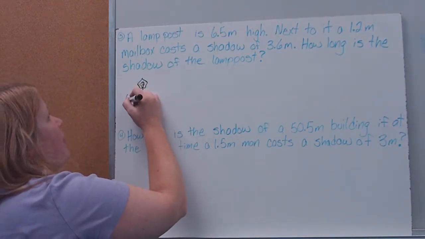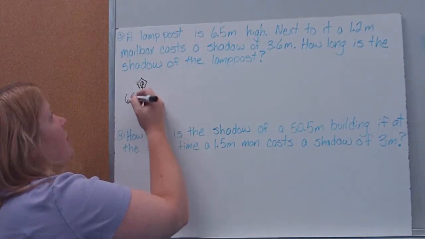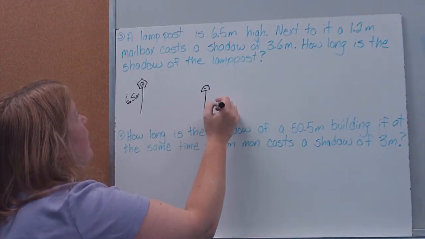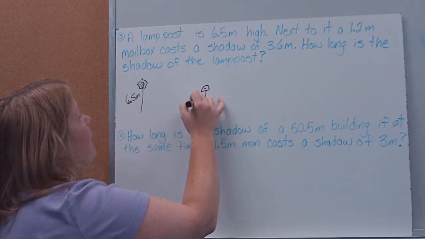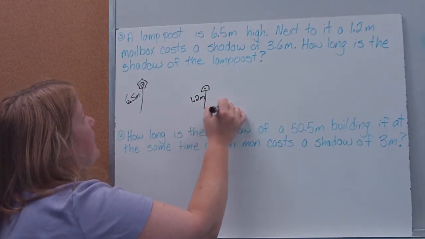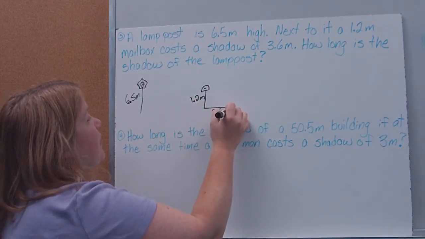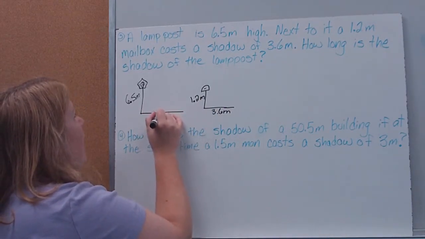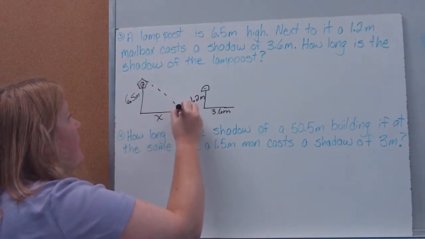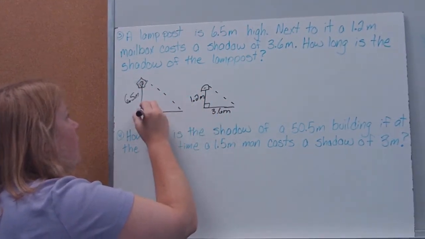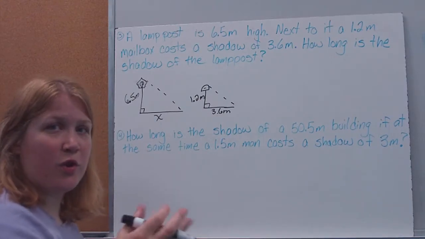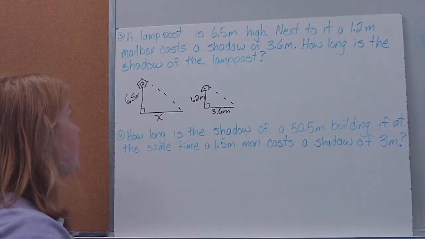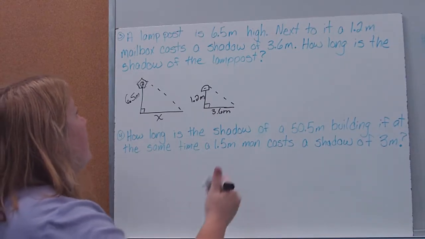I have a lamp post, which is 6.5 meters tall. Next to it is a 1.2 meter mailbox that casts a shadow of 3.6 meters. The sun must be pretty low to be casting shadows that long. So I don't know how long this shadow is. So again, you'll notice that these create similar triangles. So I know that they're going to correspond to one another and that I can solve them by using a proportion. So how long is the shadow of the lamppost?